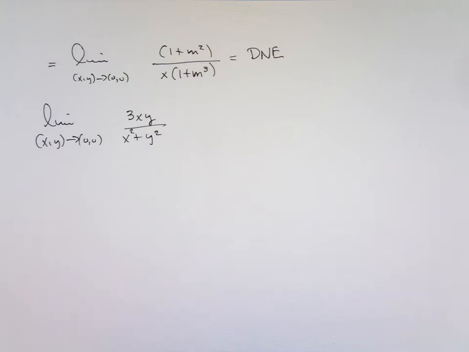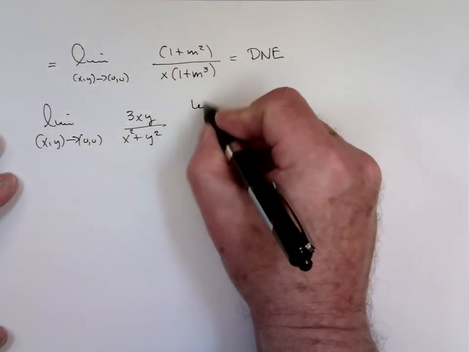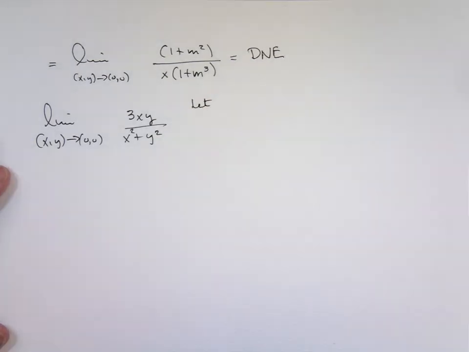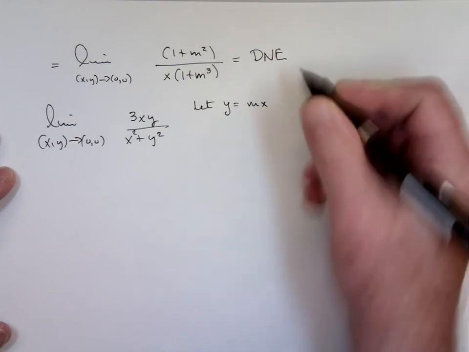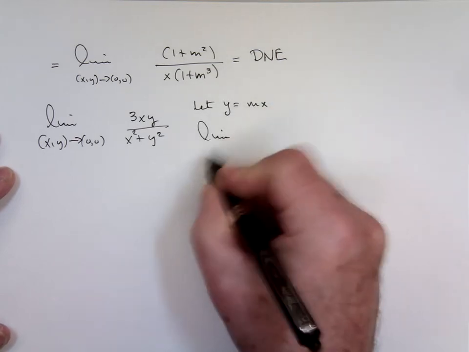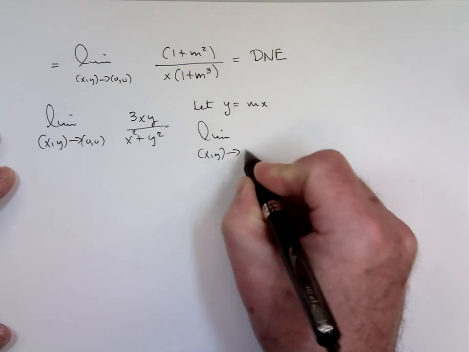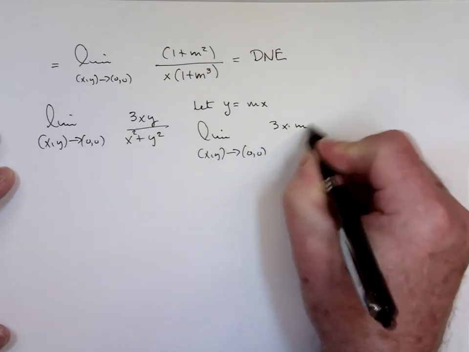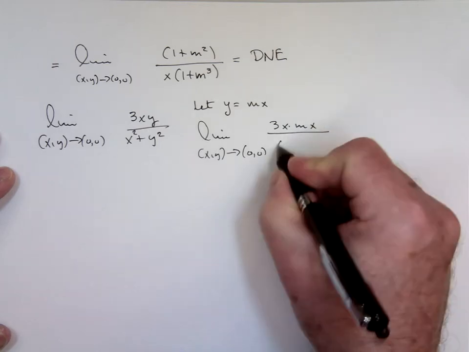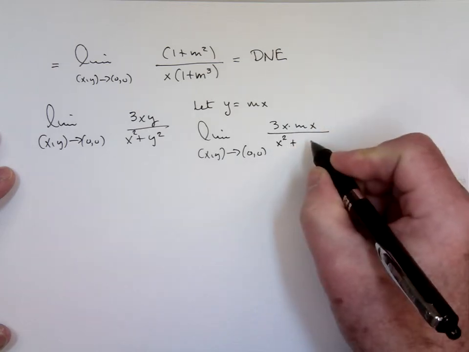First thing to do is see if you can simplify by factoring or doing something. There is no simplification here. So what are we going to do? We're going to take linear paths to the origin. And we're going to let y equal mx to get the limit as (x,y) goes to (0,0) of 3x(mx) over x squared plus y squared.